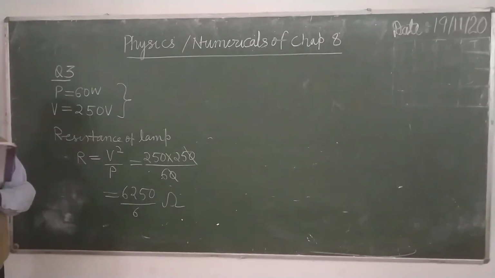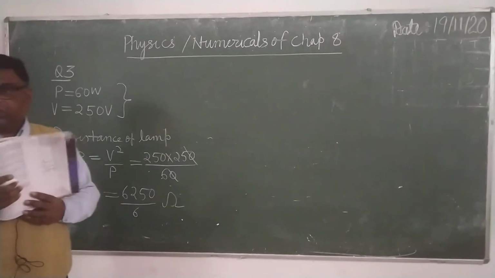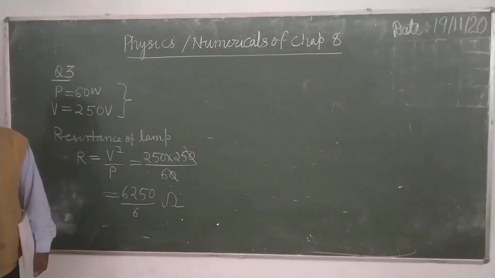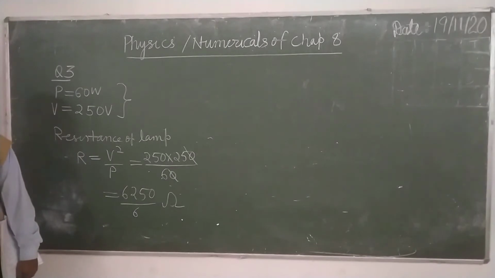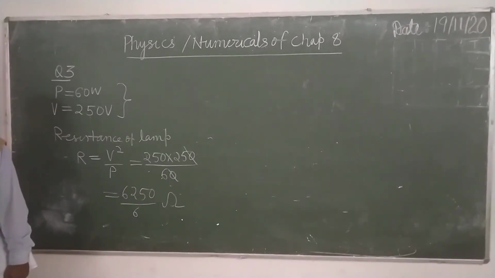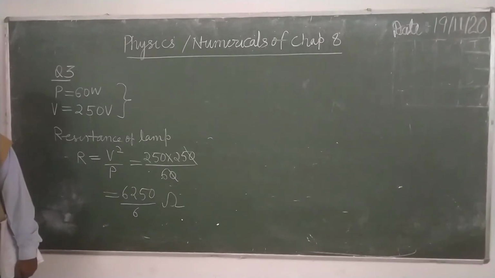So we will not simplify this further. Here it has been given that the line voltage falls to 200 volt. Now when line voltage falls to 200 volt, what will happen to R? Nothing will happen to the value of R. It will remain the same. It's clear? Because this is the property of that lamp. So whether it is 200 volt or 270 volt, the value of R will remain the same. But the power consumed will decrease.